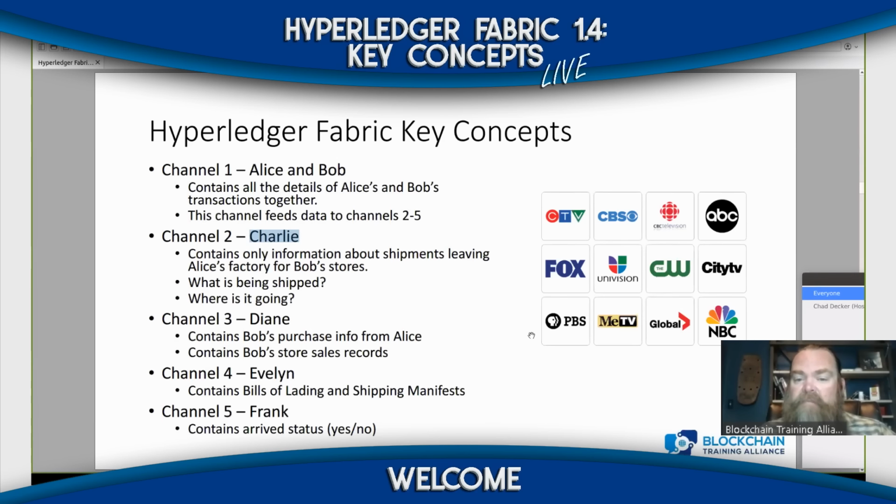Just like if you sit down to watch PBS, you could expect to see very, very different programming than if you sit down to watch Fox or you sit down to watch Univision. Each of these different channels caters to a different audience with a different type of content. That's exactly what we're doing here in Hyperledger Fabric.